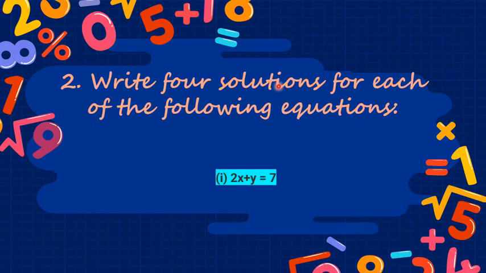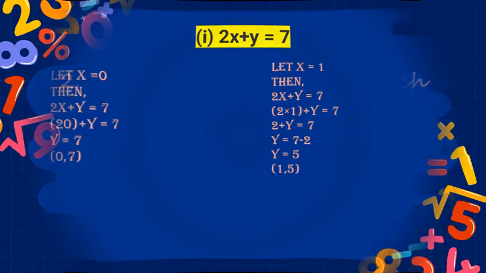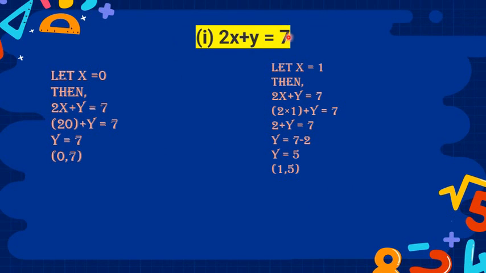The second question: write 4 solutions for each of the following. Here we have to write 4 solutions for this equation. We have to find 4 solutions. The equation is 2x plus y is equal to 7.